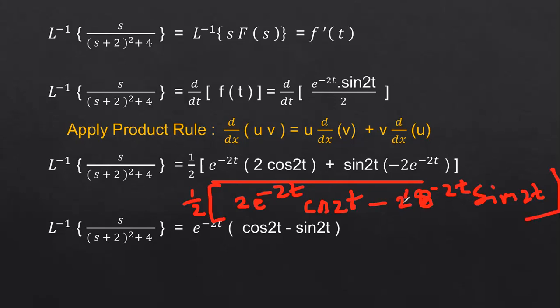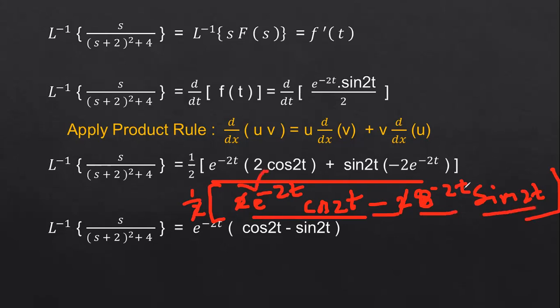So in this, you will have the 2. Here also you will have the 2. And if you take the 2 common in both the functions, then finally the 2 and the common term of these two functions will get cancelled. Finally, you will get e power minus 2t cos 2t minus e power minus 2t sin 2t.